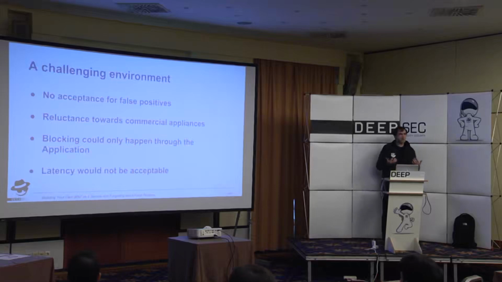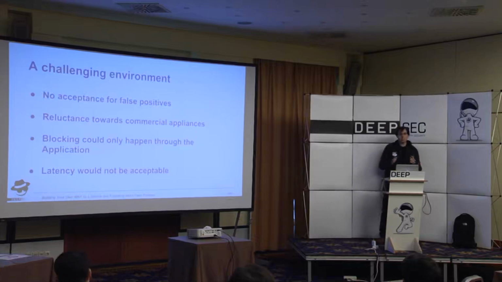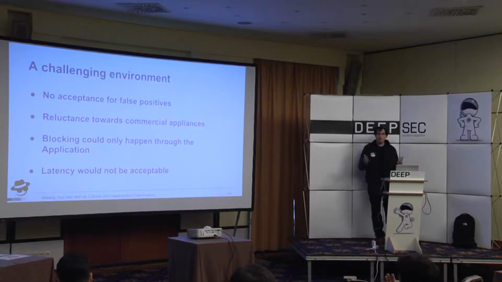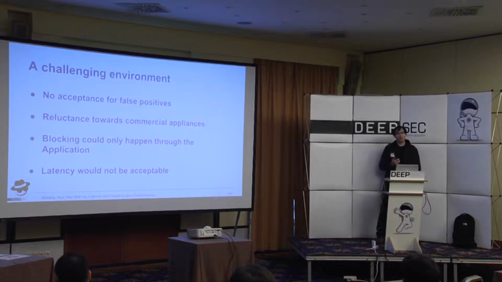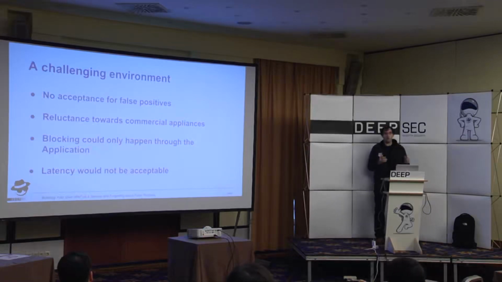So how did I arrive at this issue? I was working on application security, and I was looking into introducing a WAF, but it was quite a challenging environment. There was no acceptance for false positives. There couldn't be users affected by any solution, which really reduced the amount of solutions we could use. There was a lot of reluctance towards commercial applications on a very, let's say, open source environment where people knew very well what was going on, were able to dig into the code when something was going on.